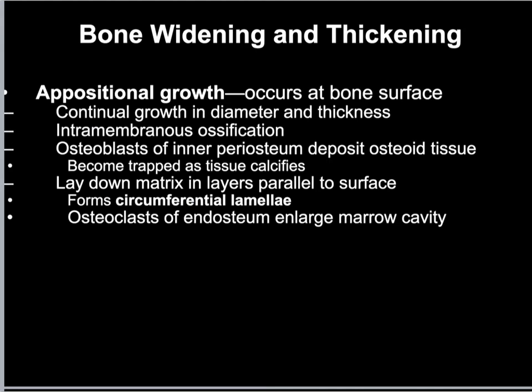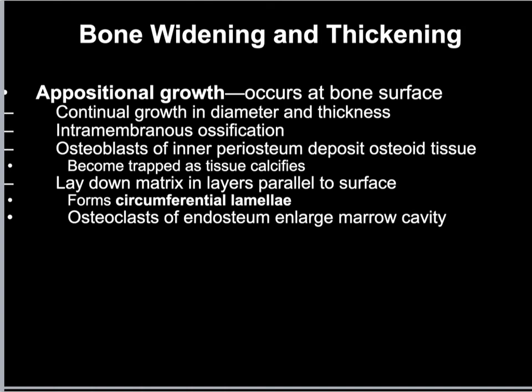Our second type of growth is bone widening and thickening. So this is not going to make our long bones longer, but it's going to make all bones wider and thicker. They're basically going to grow equally in all directions. And this is what's called appositional growth. Growth that doesn't occur at a specific position. It's going to occur at any bone surface. And this is actually the way almost all compact bone is made.